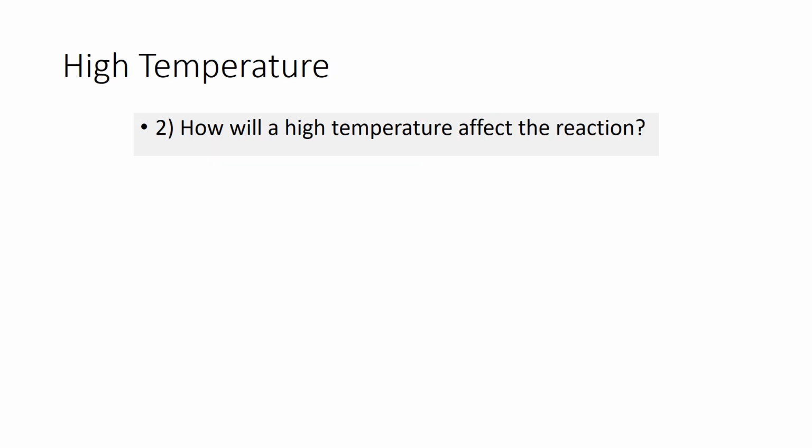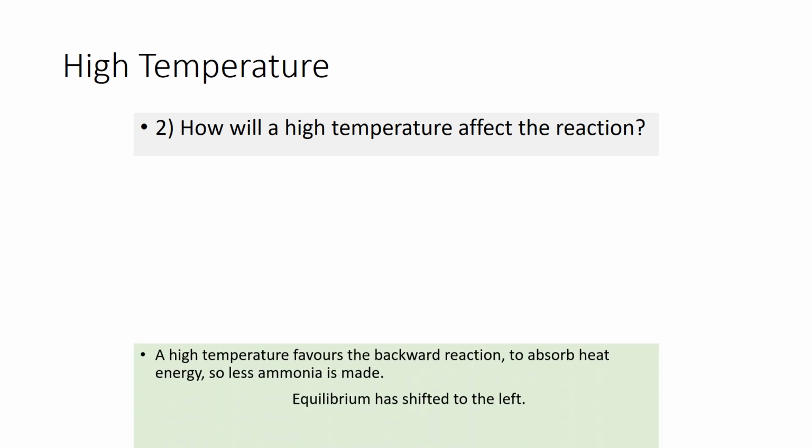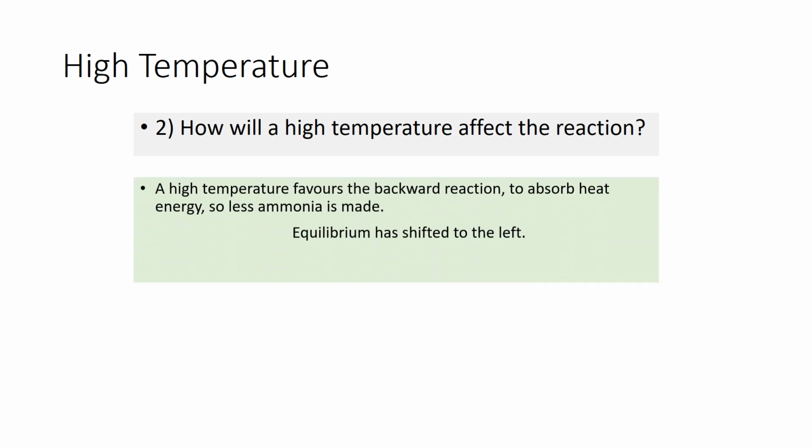Okay, next question. How will a high temperature affect the reaction? So if we have a high temperature for the ammonia reaction, what will happen? Hopefully you've answered that question. If we have a high temperature, it will affect the reaction in the following way. It will favour the backwards reaction to absorb heat energy, so less ammonia is made. So the equilibrium will shift to the left.